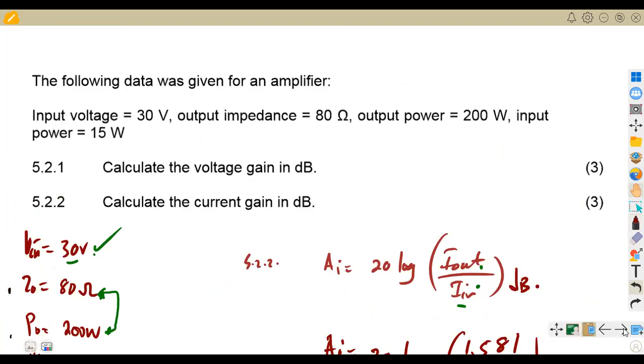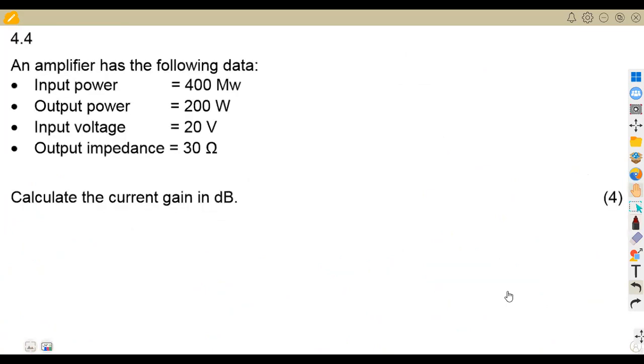This is how our questions might be given. And lastly, we've got an amplifier that has the following data. This is the information of an amplifier given the input, output, and output impedance.